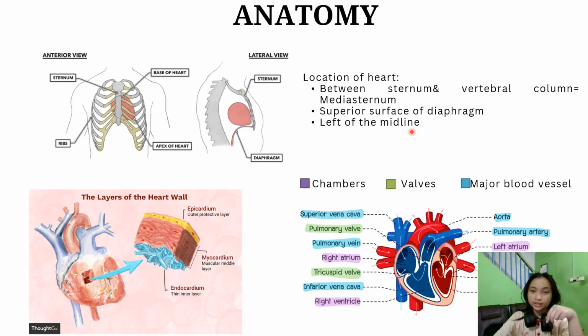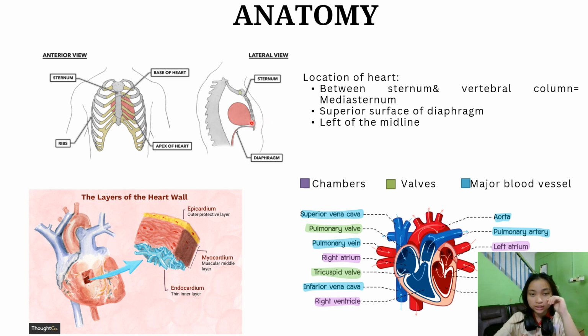Now, to begin with, let's have a look at the anatomy of the heart. So, if we're looking at the heart anteriorly, we can see that it is located behind the sternum, or posterior to the sternum, and if we look at it laterally, again it is posterior to the sternum but anterior to the vertebral column. So basically the heart is located between the sternum and the vertebral column, or in a simpler way, it is located in the mediastinum.